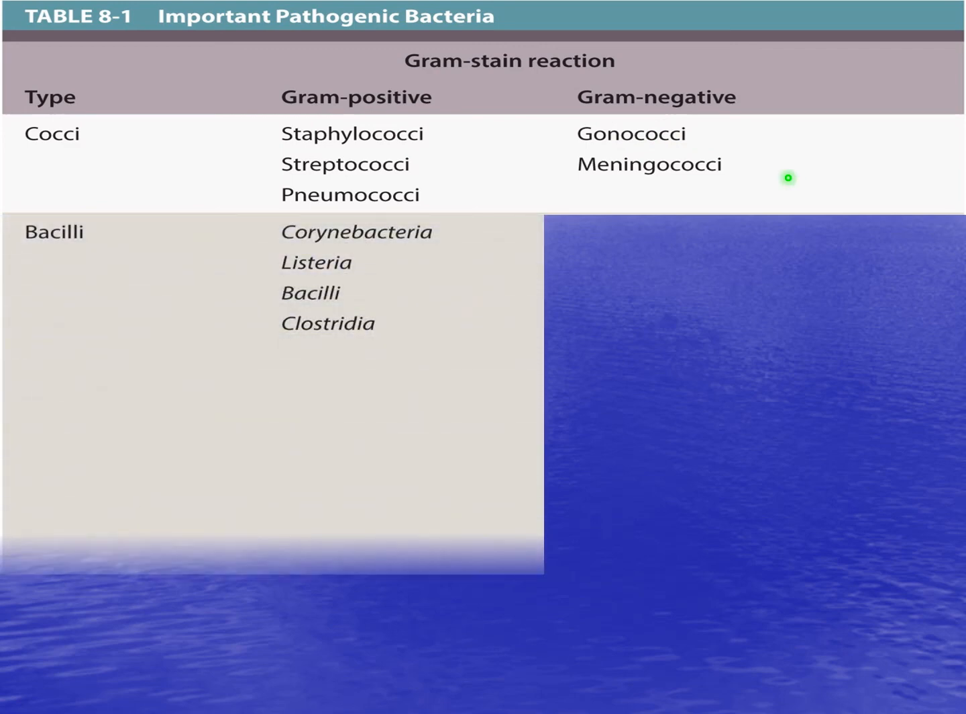Of the gram-positive bacilli that cause disease, Corynebacteria, which causes diphtheria, Listeria, which causes listeriosis, the Bacillus bacteria, of which there are a number of these, and the Clostridia bacteria, which again, there's a number of these. The Bacillus and the Clostridia are both what we call endospore formers as well.